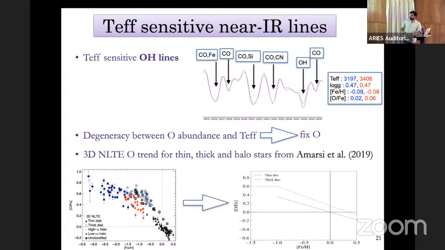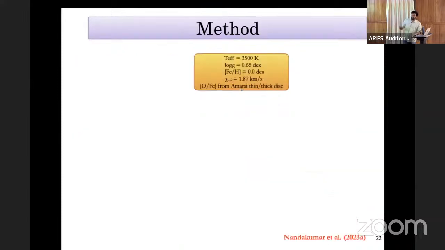And I made a simple functional form of that, which corresponds to, for different metallicities, there will be different values of oxygen for the thin and thick disk component. So the assumption that I have to make is whether the star has an oxygen abundance following a thin disk pattern or a thick disk pattern. So the method follows like this.